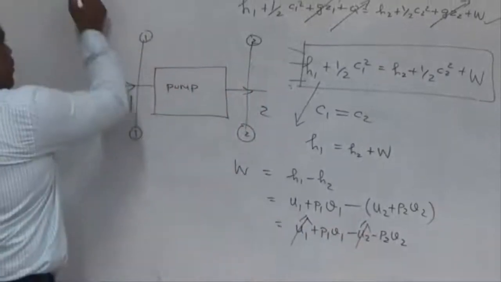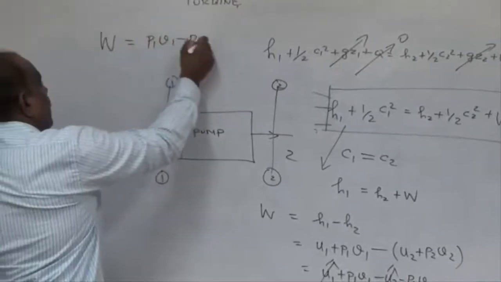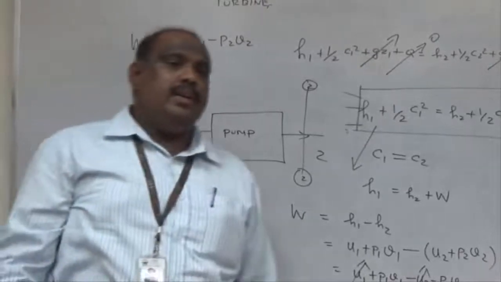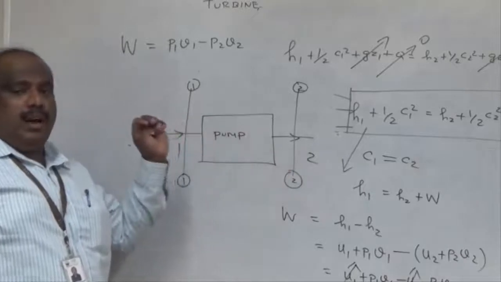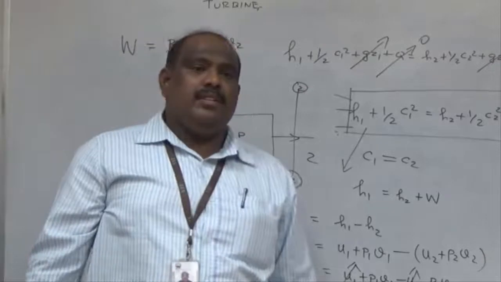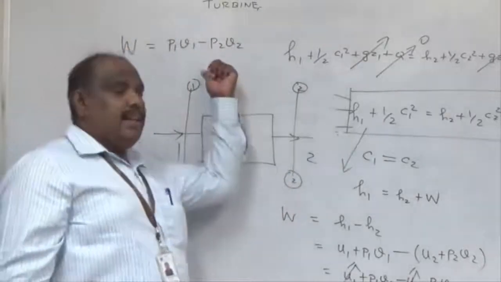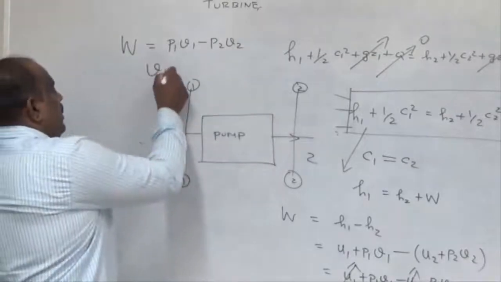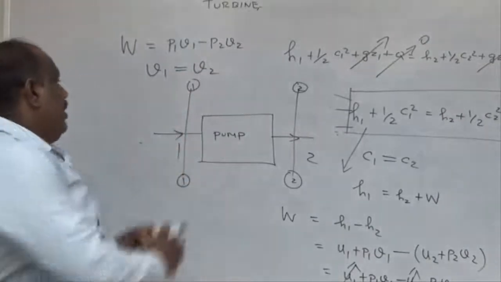So finally, what will happen to W for the pump? It will become P1 V1 minus P2 V2. What is V1? Specific volume at inlet. What is V2? Specific volume at outlet. So whether the volume of the water changes? The volume of water cannot change. The same amount of volume will be sucked at inlet and delivered at outlet. So one more assumption is that V1 will be equal to what? V2. Okay.